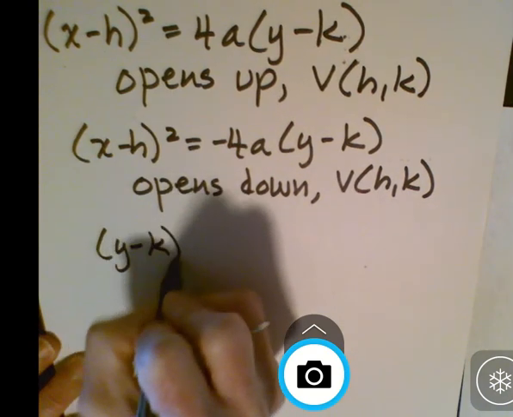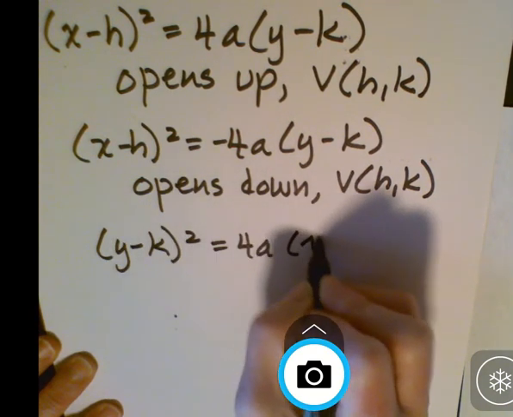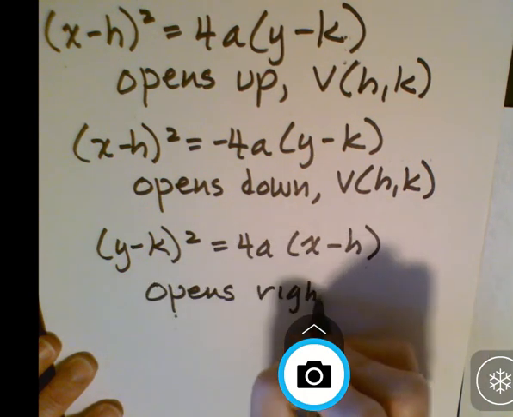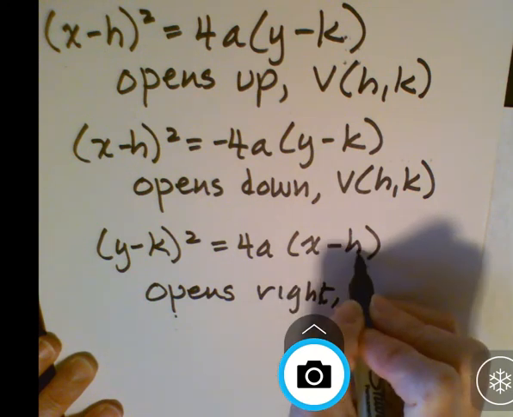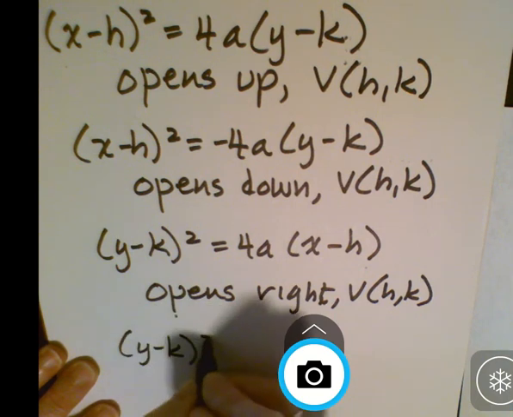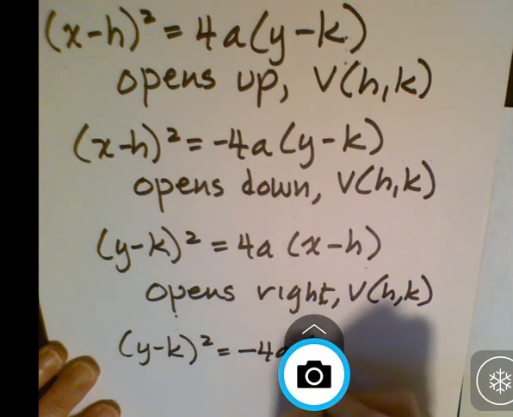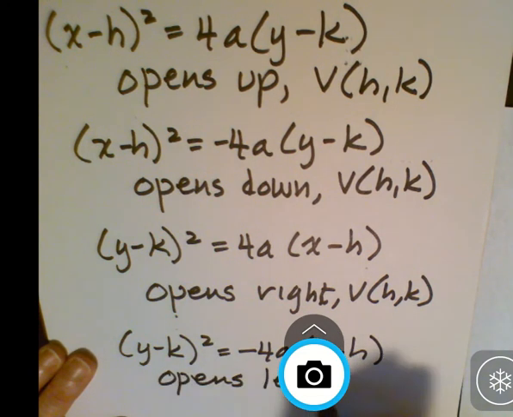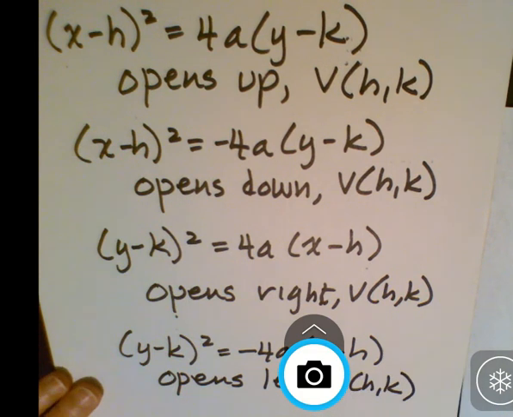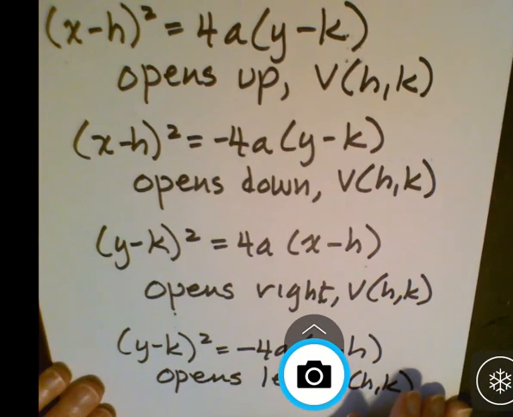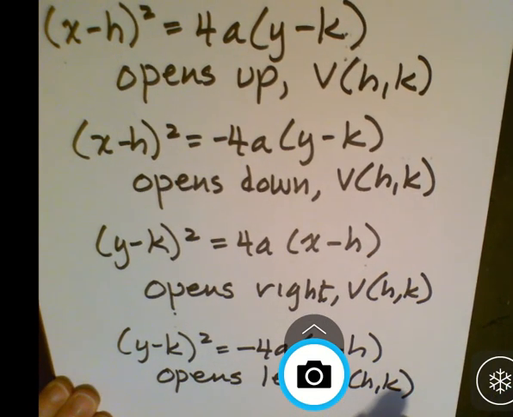y minus k squared equals 4a times x minus h, positive, opens right. Vertex would be h, k. And y minus k squared equals negative 4a times x minus h, opens left with that vertex h, k. So all you need to be able to do, as deep as we're going in parabolas in this course, is recognize the direction of opening and the vertex when it's in this form.